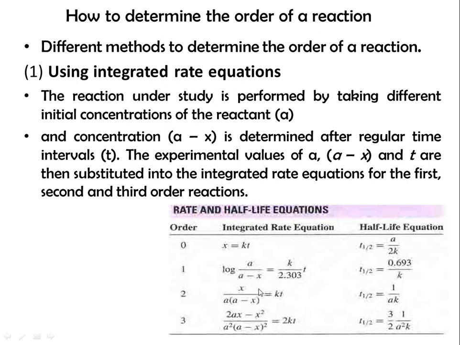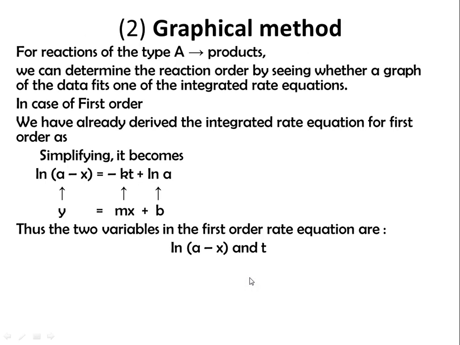It also depends on the other reactants. In a similar way, for second order and third order, we put in the values of x, a and a minus x, and in this way we come to know the value of k. So the experimental values of a minus x and t are substituted into the integrated rate equations for the first, second and third order reactions, and if we get a constant k value, then that corresponds to that order of reaction, the one for which the k remains constant.